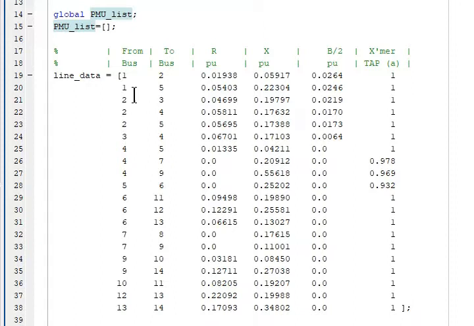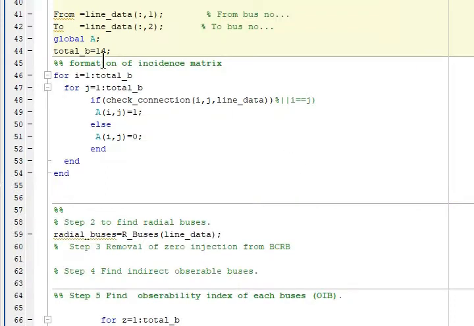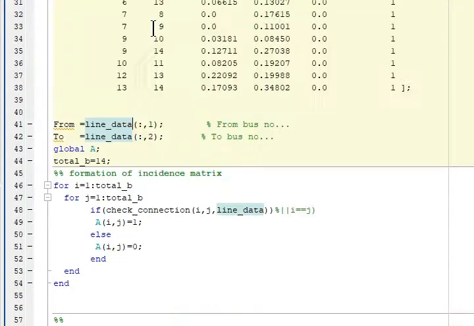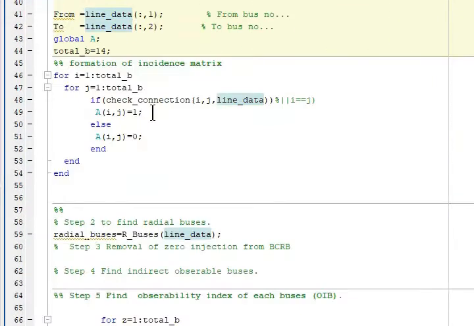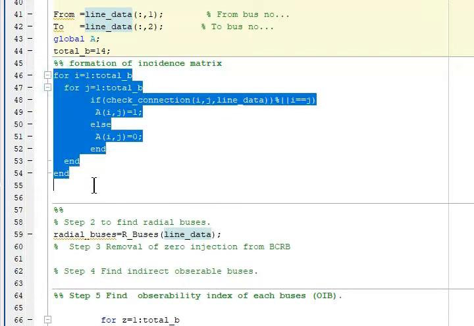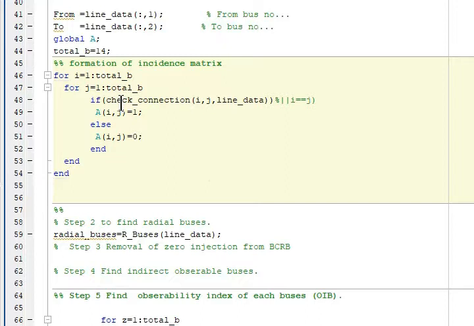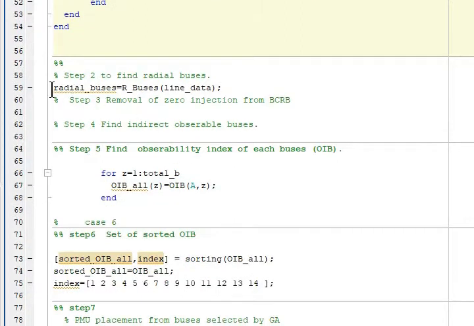We will just see the basic overview, not in detail. First of all, this is the line data of the IEEE 14 bus system, and we are defining the from and to buses. Data column 1 and data column 2 are the from and to buses. Then first of all, we are forming the connectivity incidence matrix. Check connection is a function that we have defined here. That's just checking if buses i and j are connected or not. If ij are connected, then that specific entry of the incidence matrix will be 1, otherwise 0.